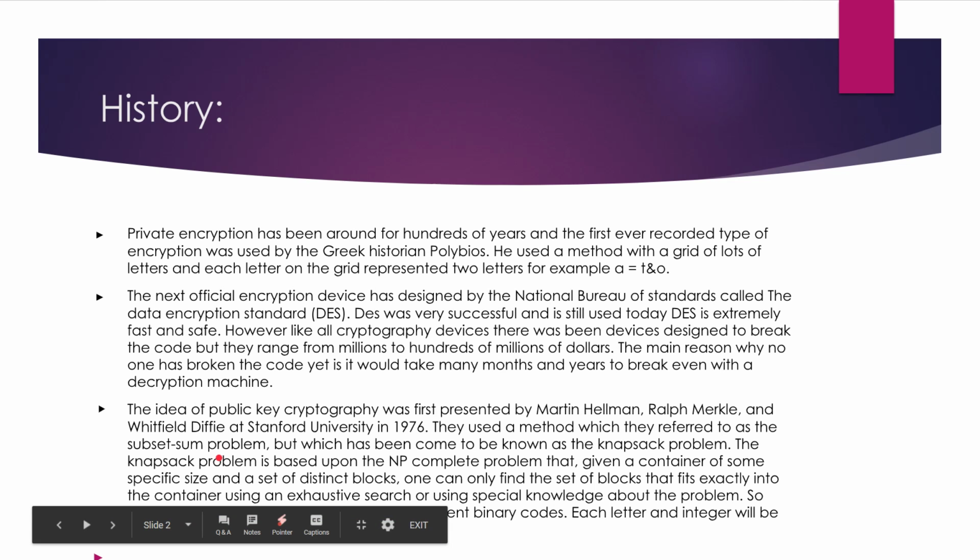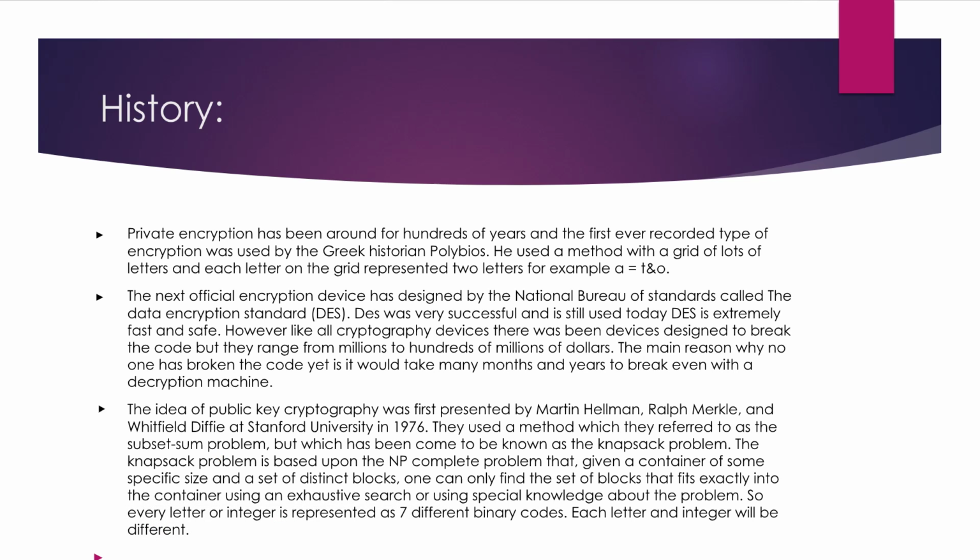History. Private encryption has been around for hundreds of years, and the first ever recorded type of encryption was used by the Greek historian Polybius. He used a method with a grid of letters, and each letter on the grid represented two letters. For example, A would equal T and O.